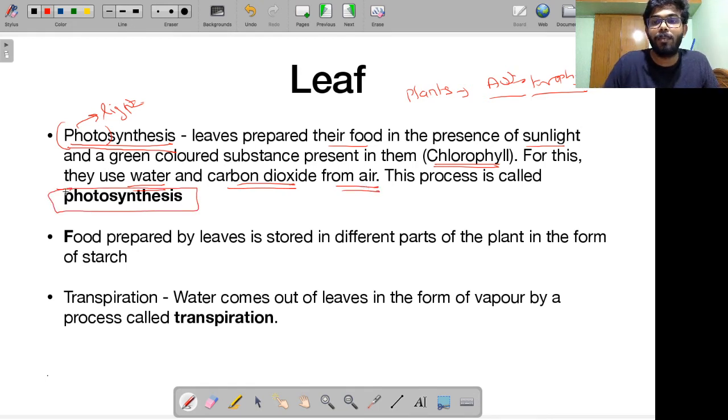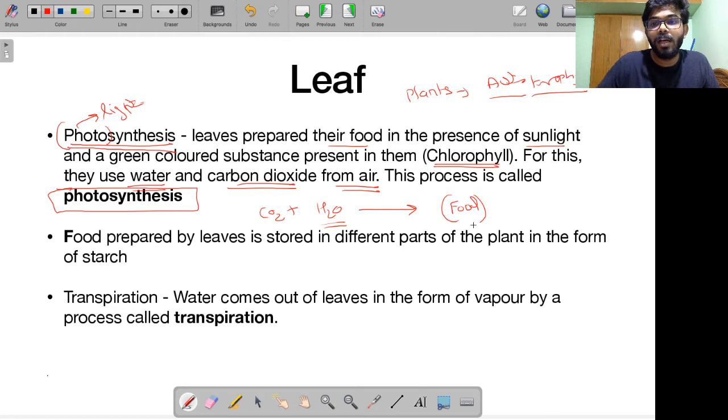What is happening in the process of photosynthesis? Remember, in the presence of sunlight, carbon dioxide that is present in the air and water, H2O, which is provided to the leaves, are used and food is produced. What exactly is this food? I will tell you in a few more minutes, and also how this food is consumed by the plant. For now, let's just generally call this food. Food is synthesized by the leaf through this process called photosynthesis.